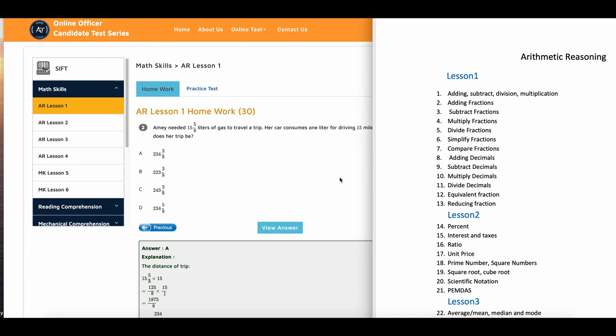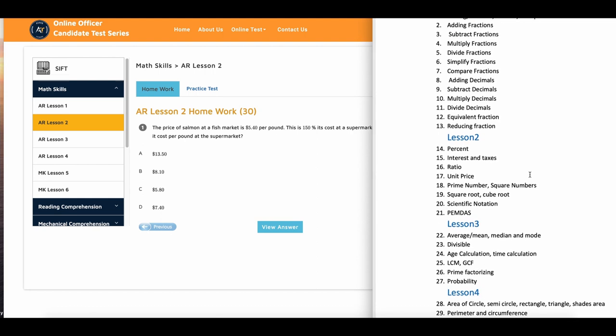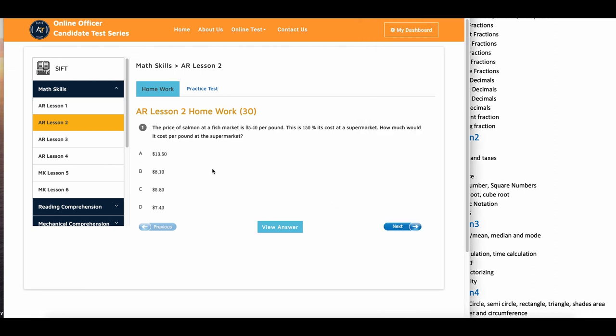Now let's go to lesson two. In lesson two, we have basically percent, interest rate, ratio, unit price, prime numbers, square numbers, and scientific notation. As you could see here, this is the problem. The price of salmon at a fish market is $5.40 per pound. This is 150% of that price at a supermarket, right? What is the cost in the supermarket?